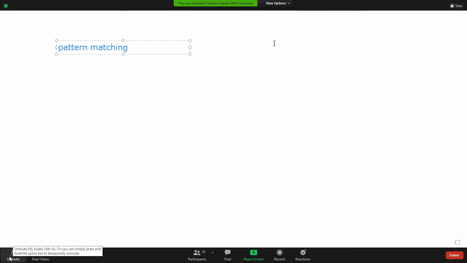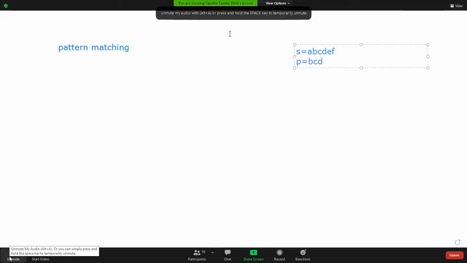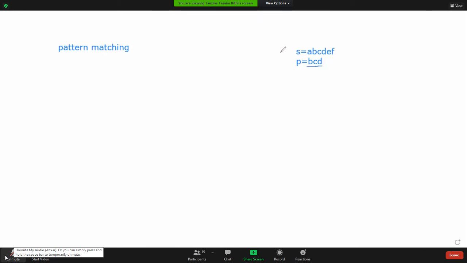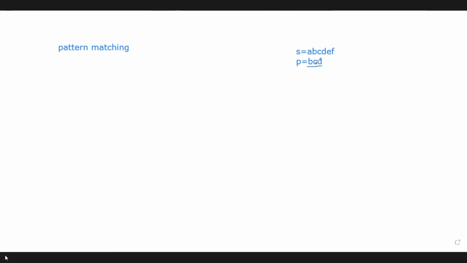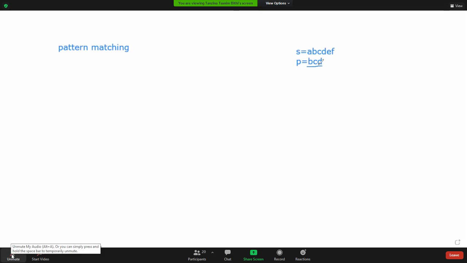Suppose a string is given, equal to A, B, C, D, E, F, and another pattern is given, that is B, C, D. Pattern matching is when a pattern and a string are given, you have to find out whether the given pattern is a part of the string, whether the given pattern appears in the string or not. That is called pattern matching. Is that clear? You just have to check whether all the characters of the pattern, that is B, C, D, these three characters, belong to that string or not.